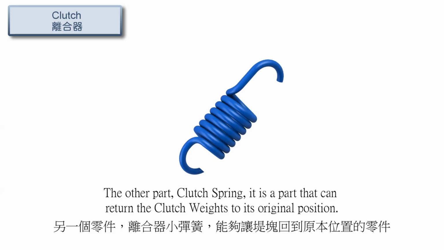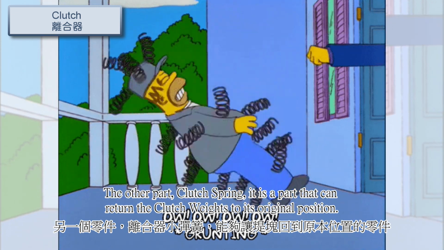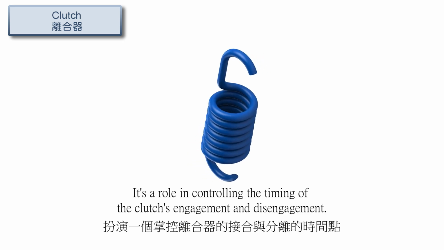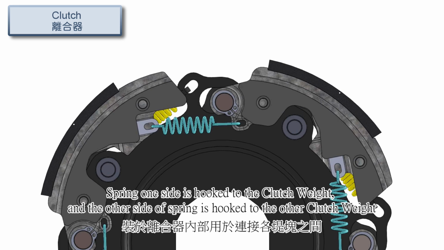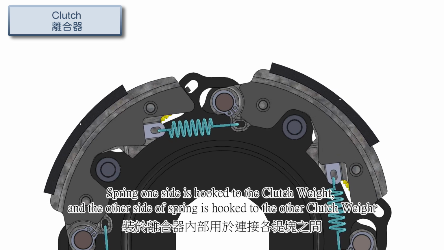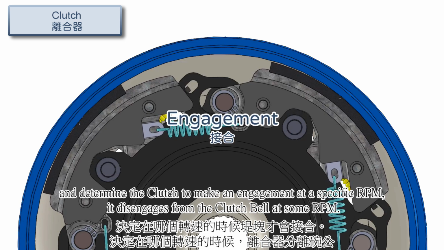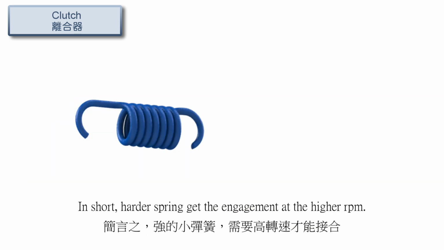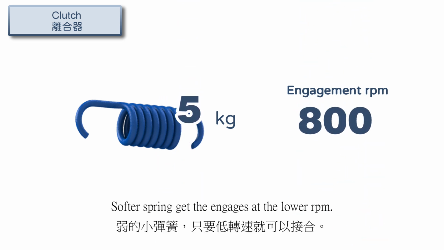The other part, clutch spring, is a part that can return the clutch weights to their original position. It plays a role in controlling the timing of the clutch's engagement and disengagement. One side of the spring is hooked to a clutch weight, and the other side of the spring is hooked to the other clutch weight. It determines the RPM at which the clutch engages and the RPM at which it disengages from the clutch bell. In short, a harder spring engages at a higher RPM. A softer spring engages at a lower RPM.